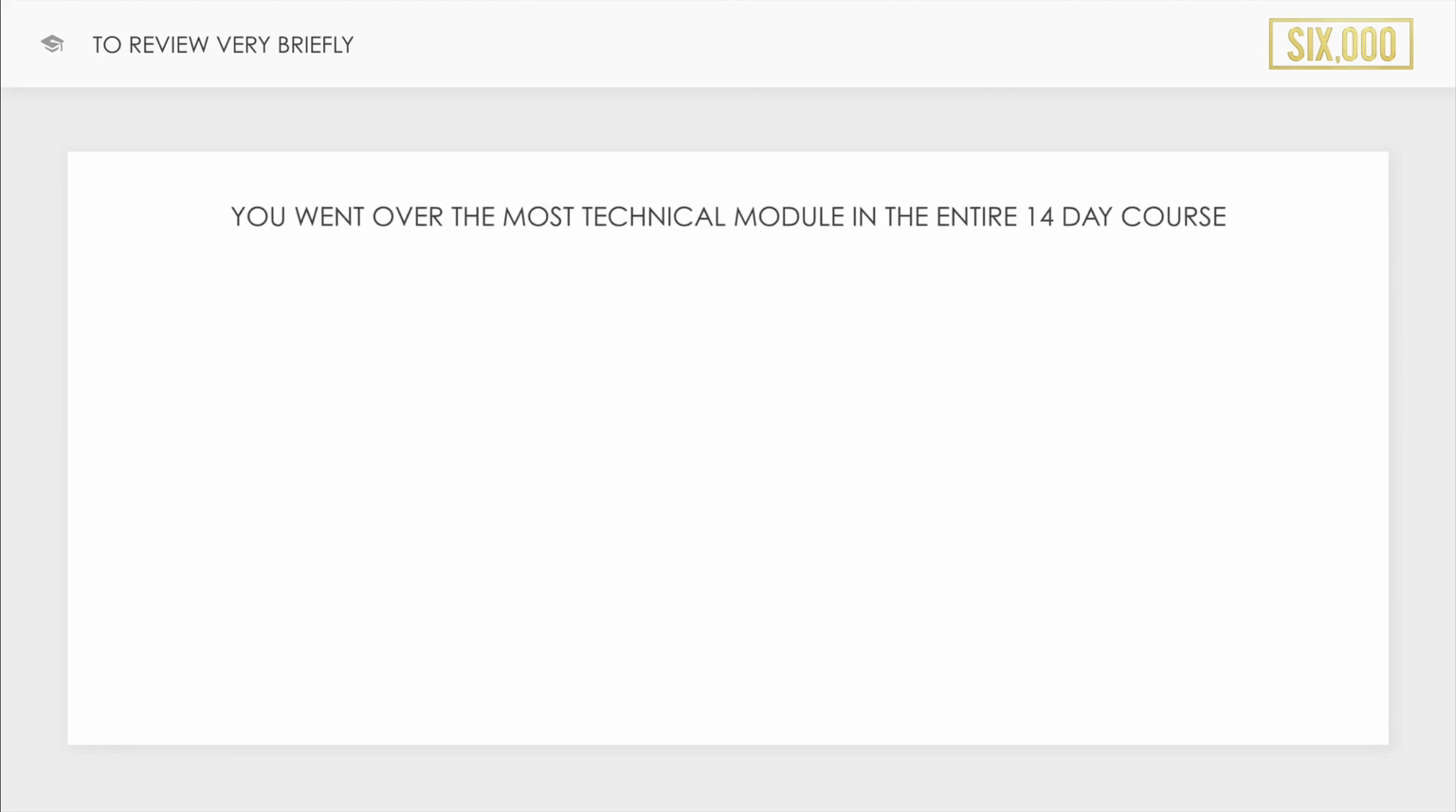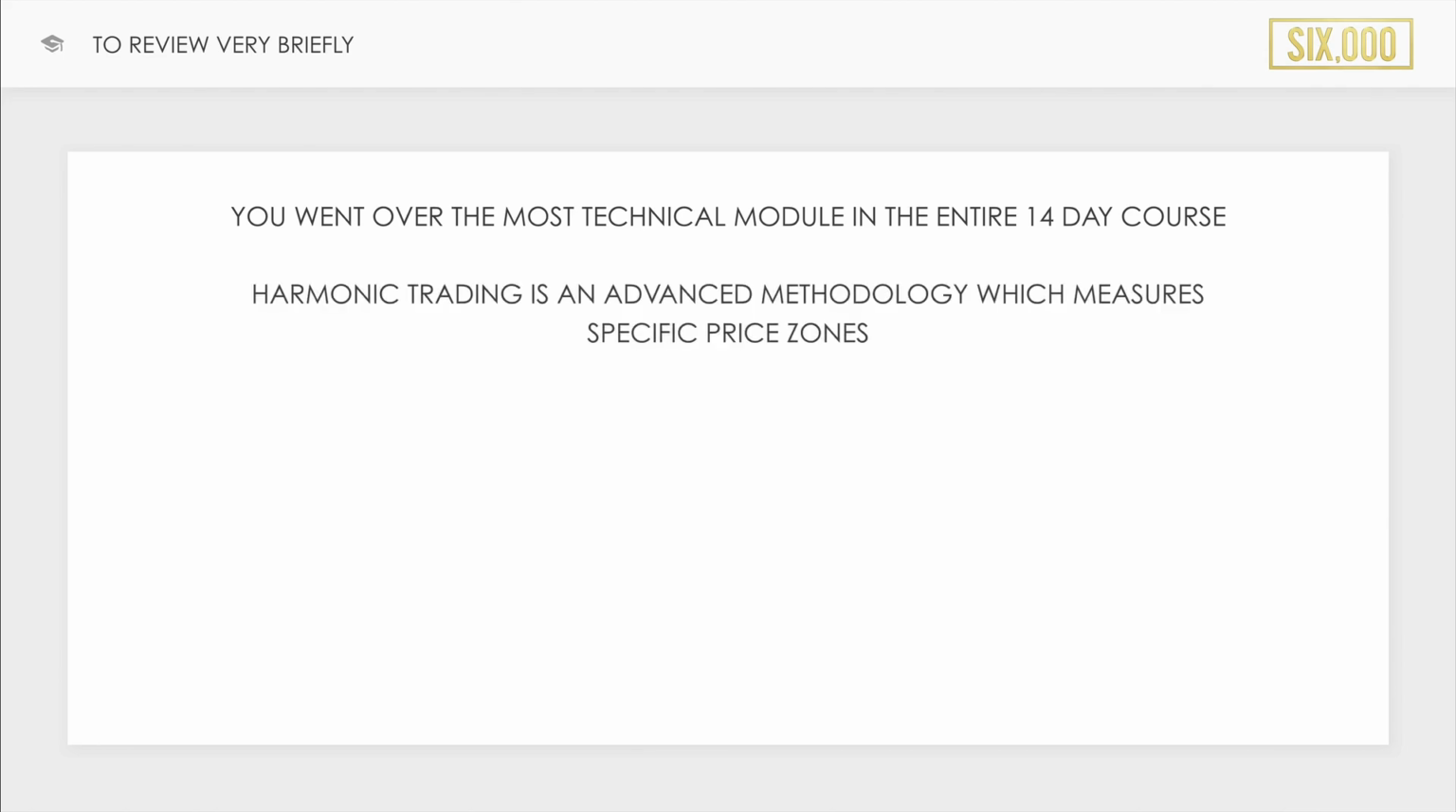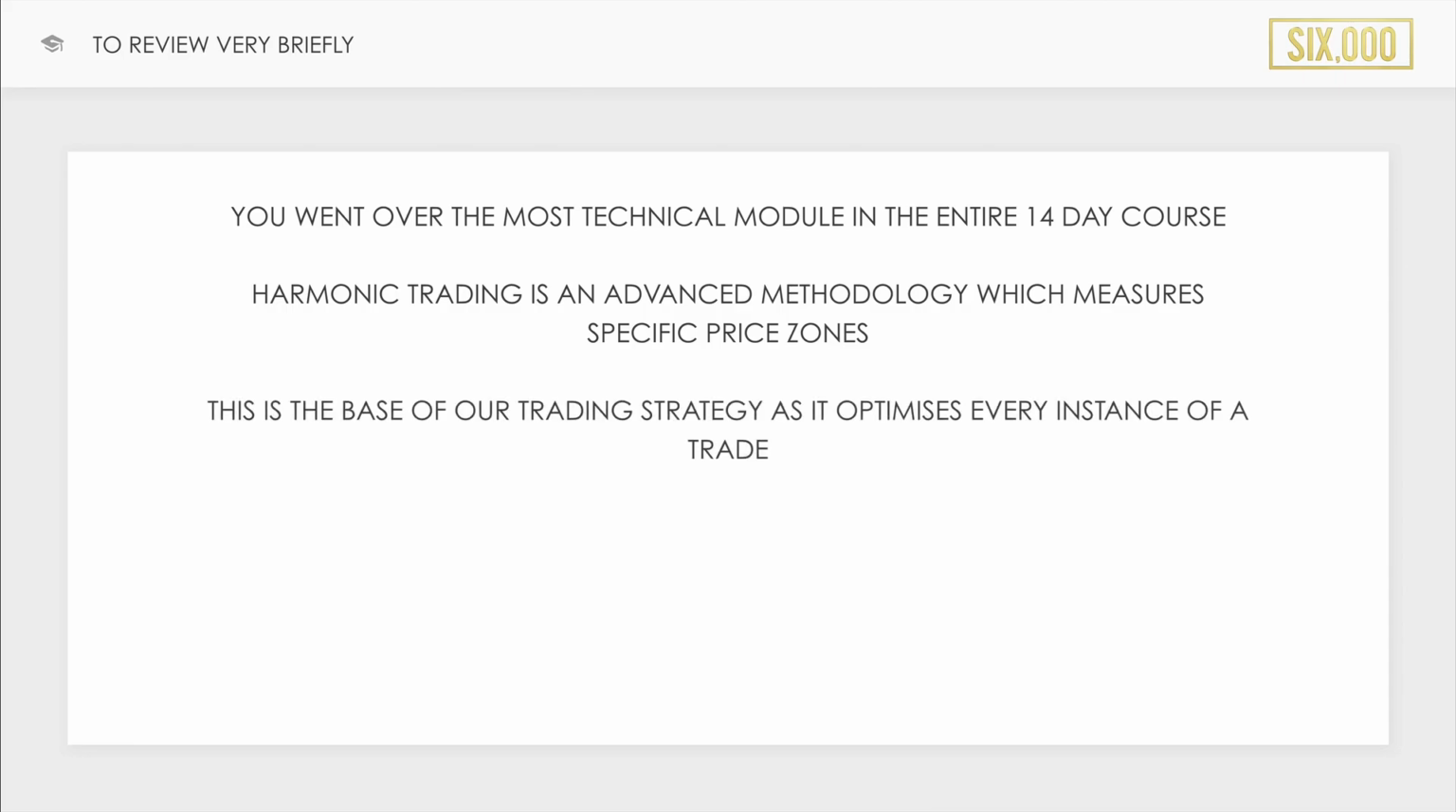Now in yesterday's module, which was day 10, advanced harmonic patterns, I would say that was probably the most technical module in the entire 14-day course. You learned 3 very specific price patterns that occur in the market. You learned the Gartley, the butterfly, and the crab. Now we know that harmonic trading is an advanced methodology which measures specific price zones. And this is the base of our trading strategy, as it optimizes every instance of a trade.